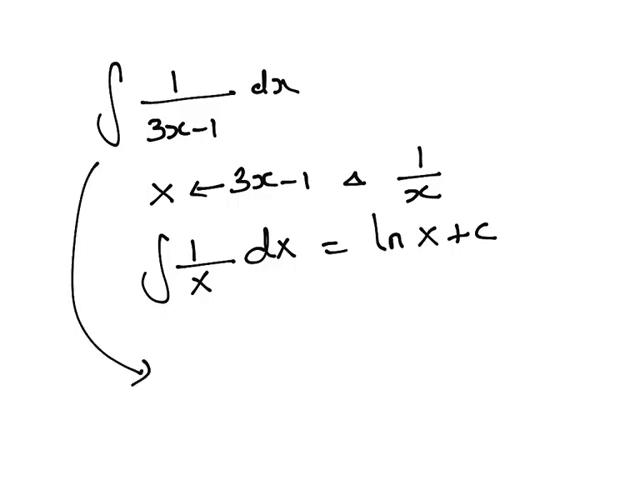So hence the actual answer is ln, instead of x I'll write 3x minus 1, but I will divide this by the coefficient of x, which is 3, plus c. Okay, so this is the answer. Let us look at another problem.